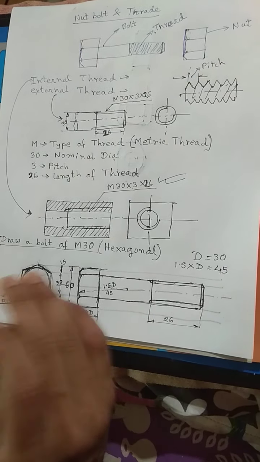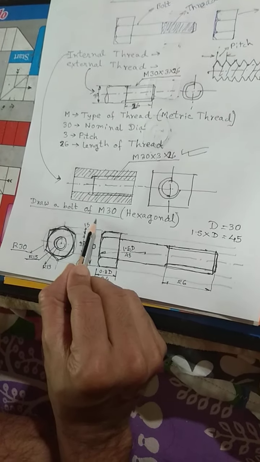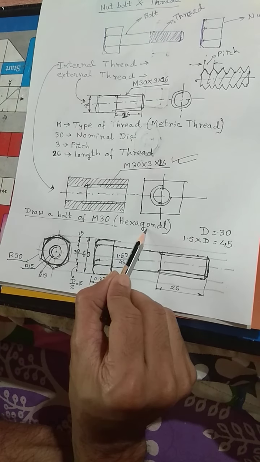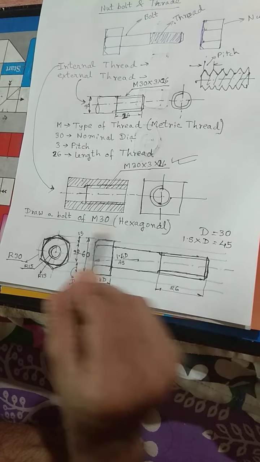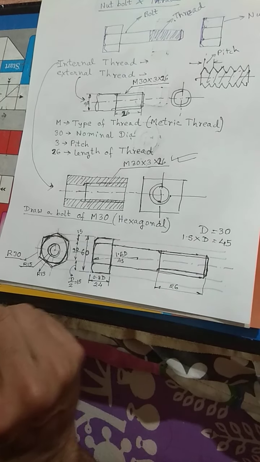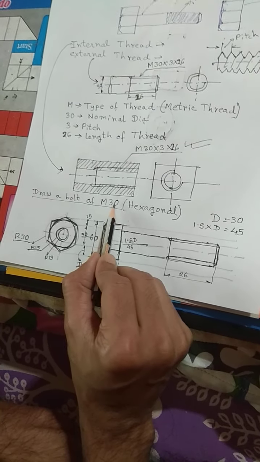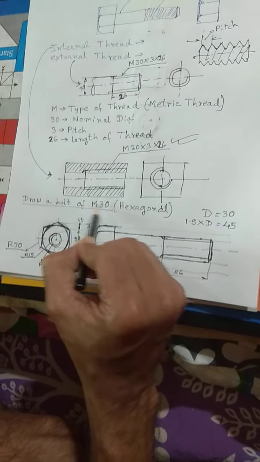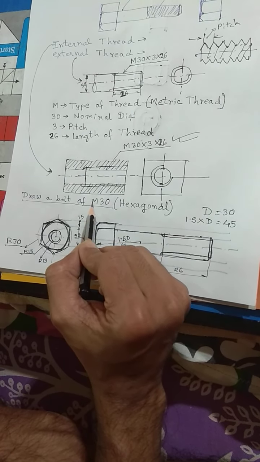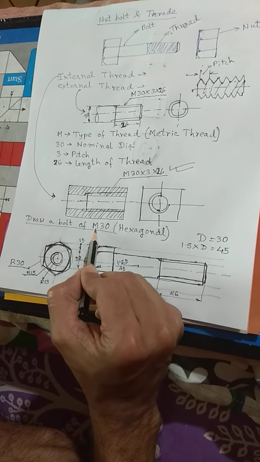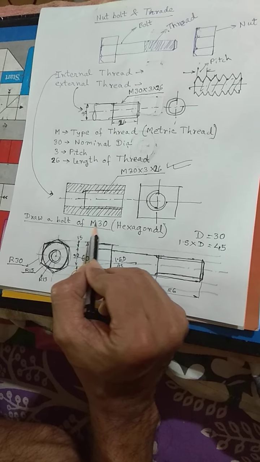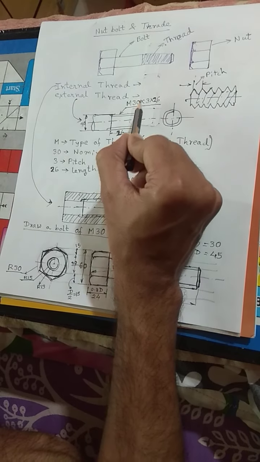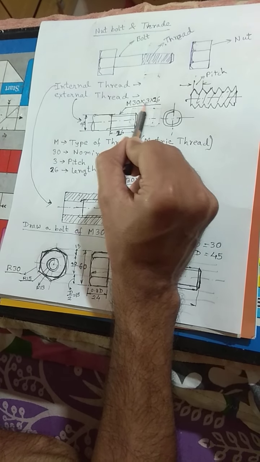Okay, now I am going to show you how we draw a bolt of M30. Obviously this is a hexagonal bolt where M30 means the nominal diameter is 30. Okay, so nothing is designated here like 3, 26, only M30. Why is this like this? Because as per our IS guideline, if you look in any books, there will be a chart against 30 diameter nominal diameter metric thread. The pitch or length of the thread will be given in the table.